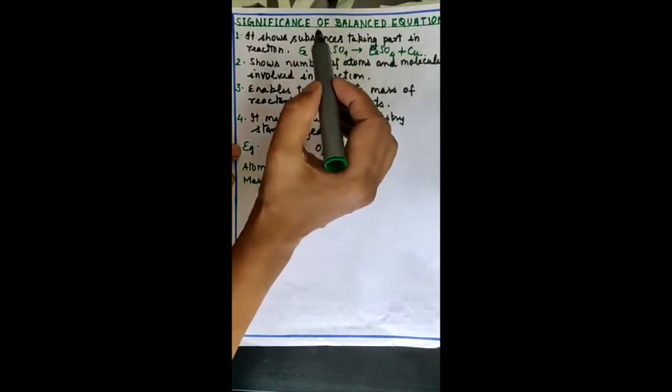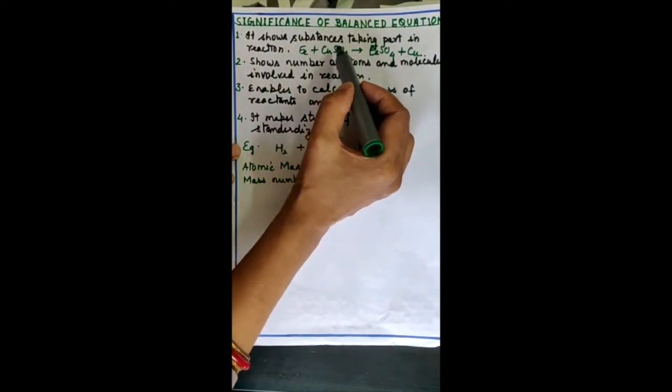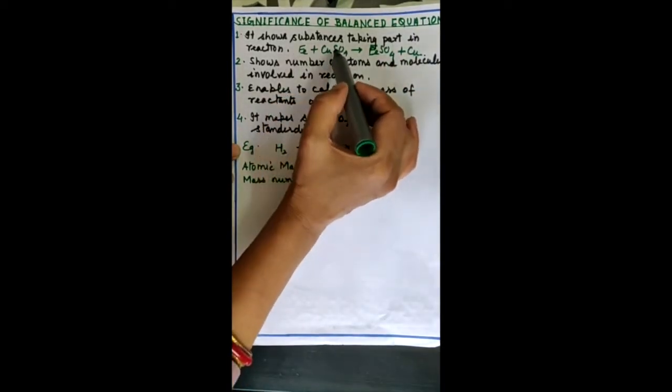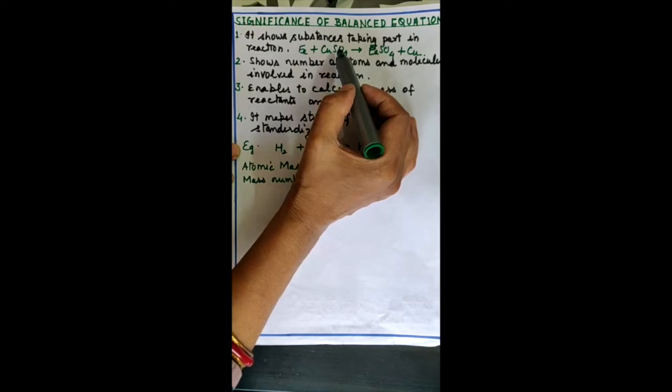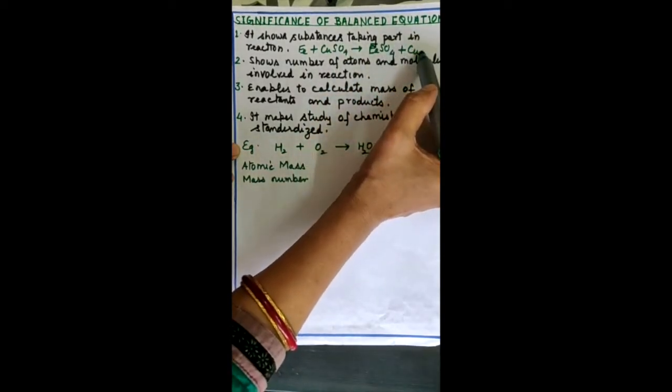So it shows the number of atoms as well as the number of molecules taking part in the reaction. It shows one atom of iron combines with one molecule of copper sulfate to form one molecule of ferrous sulfate and one molecule of copper.